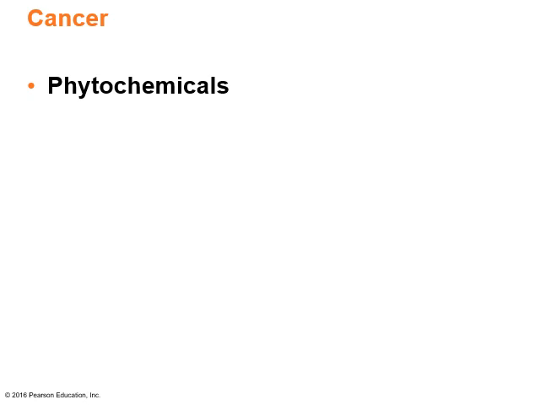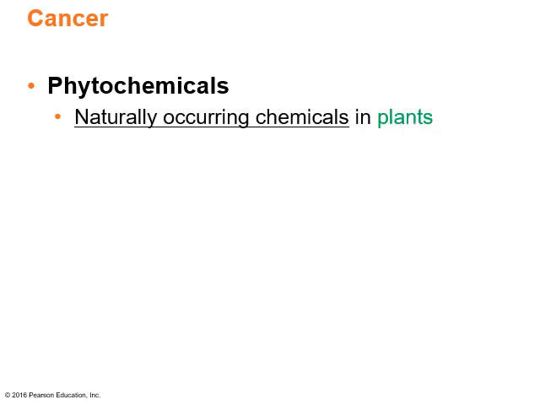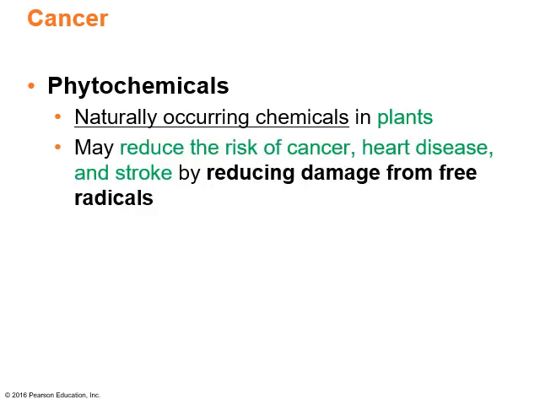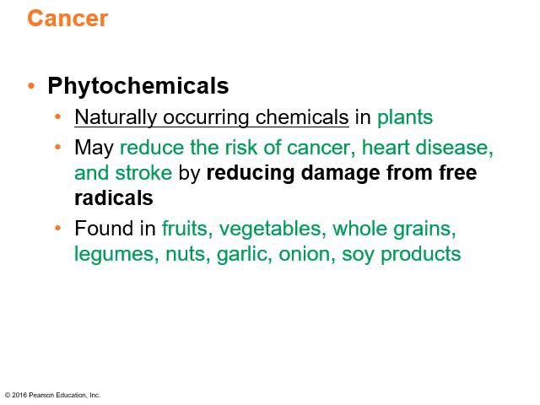Now, phytochemicals, this is our last slide of this particular presentation, are naturally occurring chemicals in plants. They may reduce the risk of cancer, heart disease, and stroke by reducing damage from free radicals. They can be found in fruits, veggies, whole grains, legumes, nuts, garlic, onion, and soy products.